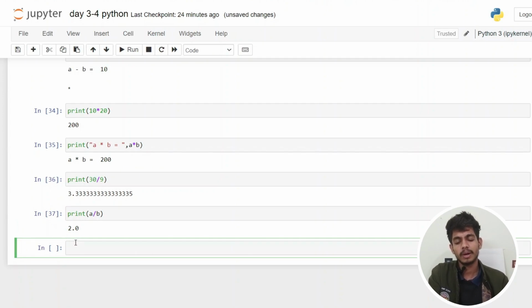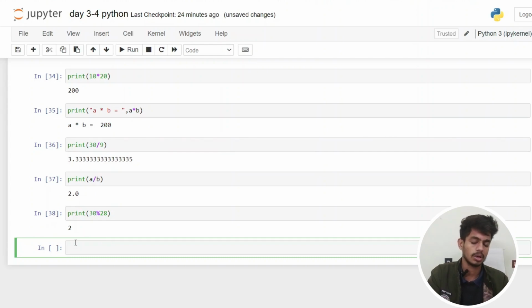If you want to find the remainder of the particular data, we pass print 30 modulo 28 using the modulo operator, and you get 2, because we are dividing 30 by 28. So 28 goes whole into 30, but 2 is the remainder. So it will give you the remainder, which is 2.